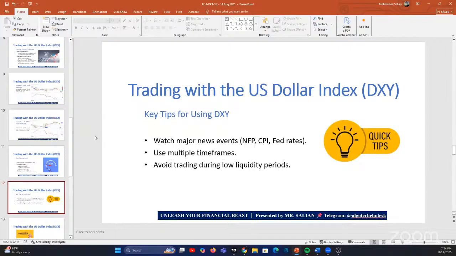And avoid trading during the low liquidity periods, just like the Asian session, which you all know now.